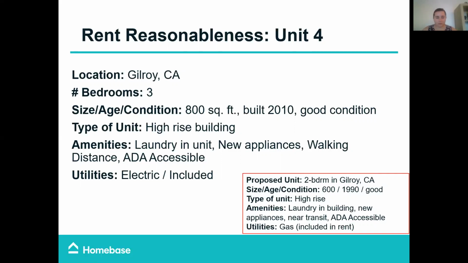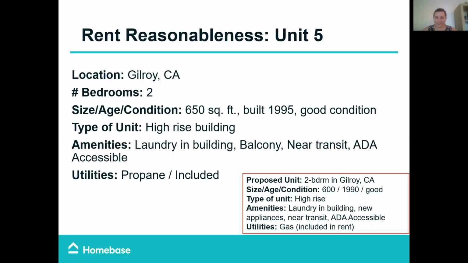So with your indulgence, we're going to look at one final unit here, unit number 5. So again, we're back to considering a 2-bedroom unit in Gilroy. It is 650 square feet, built in 1995 in a high-rise building in good condition. The amenities include laundry in the building, a balcony, being near transit and ADA accessible, and propane utilities are included.